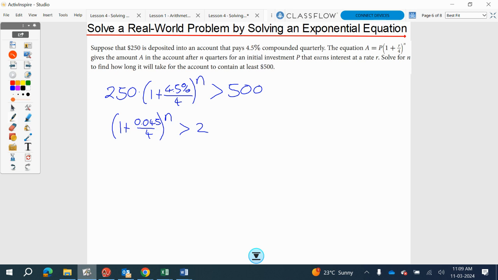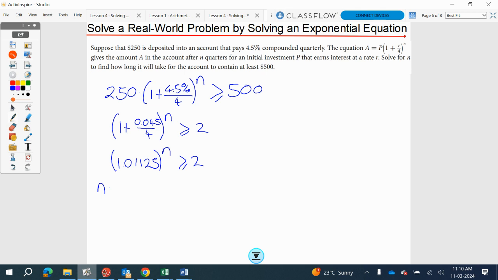That's going to give me 1.01125, I guess. All right, so at this point, we take logs of both sides, we get n. Okay, you want to follow me through at this point? I'm going to say important, subtle things.